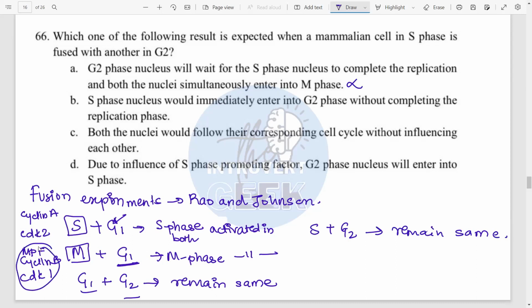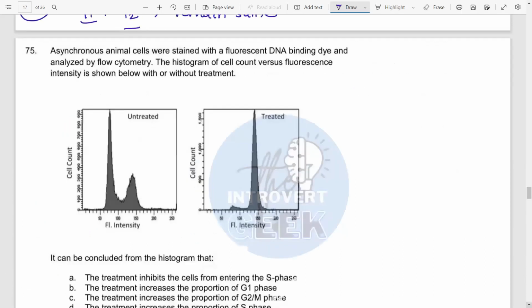S phase nucleus would immediately enter into the G2 phase without completing replication phase. This is also incorrect. Both nuclei will follow their corresponding cell cycle without influencing each other. This is absolutely correct. Due to the influence of S phase promoting factor, G2 phase cell nucleus will also enter into S phase. That is also not true because this has already completed its S phase. So it can't go in reverse, right? So the correct option is C, that both nuclei would follow the corresponding cycle. Very simple, just remember these 4 instances and you will be sorted out.